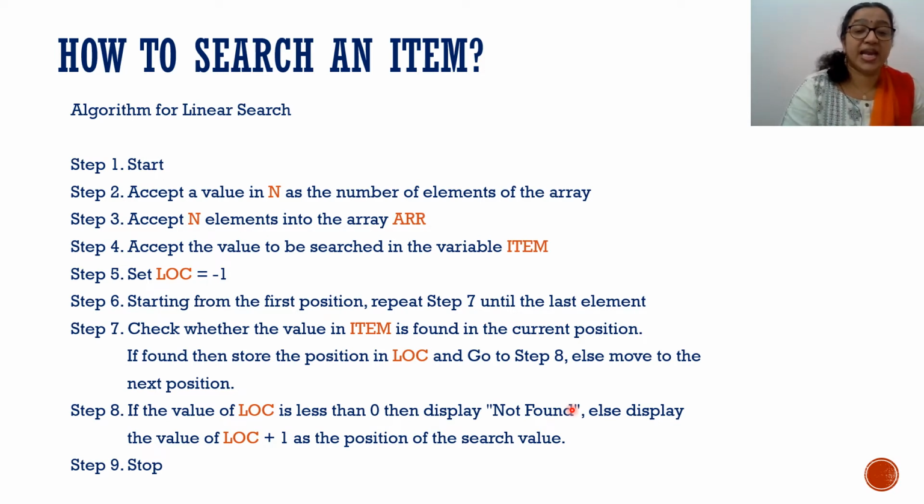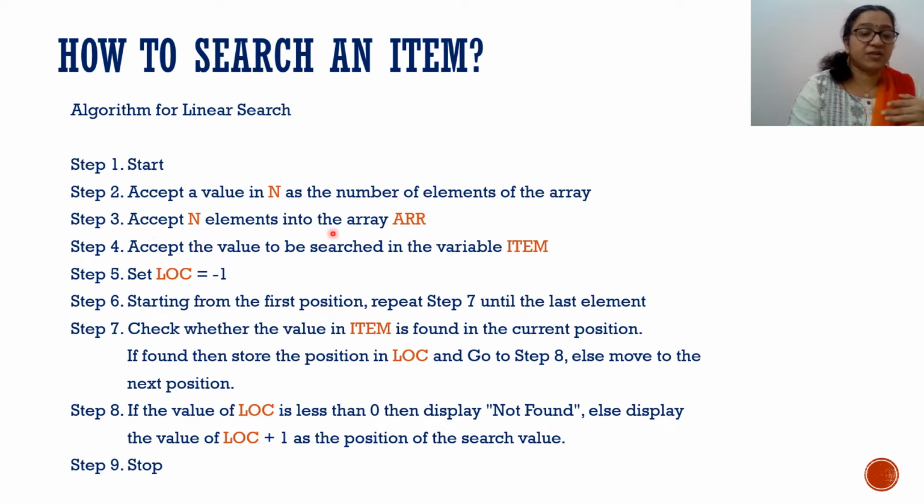Accept a value in n. N is the variable for inputting the size of the array. So accept a value in n as the number of elements of the array. Accept n elements into the array ARR. So the third step is accept n elements. So n is the size here. How many numbers do you need in an array? That n will decide. So accept that many elements into the array ARR.